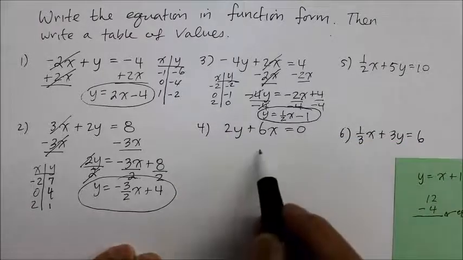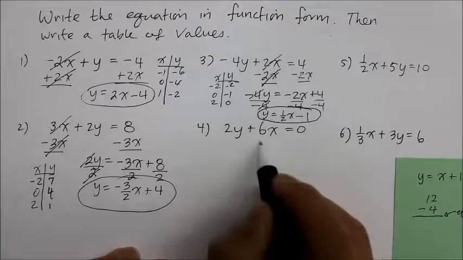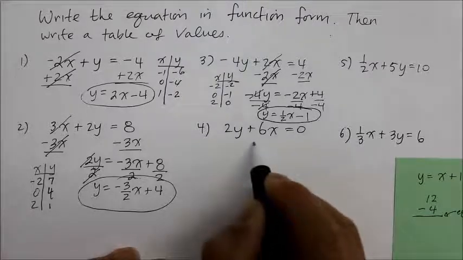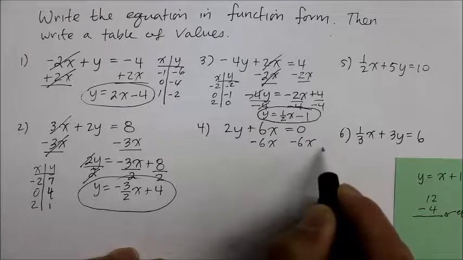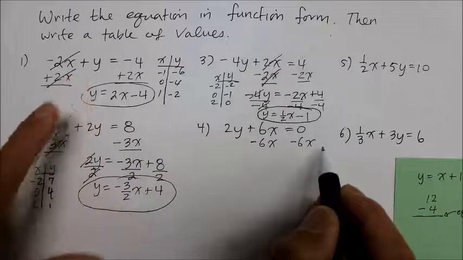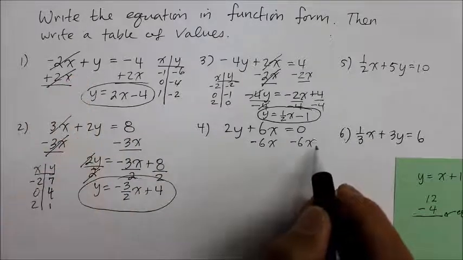And this one, you have to move the x over to the right side. So you go the opposite of plus 6x, which is minus 6x. Yeah, always move the x. y stays, okay? Don't move the y's. You see that? Each and every time, x had to move.